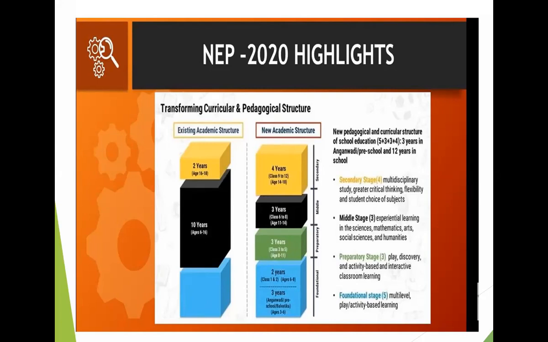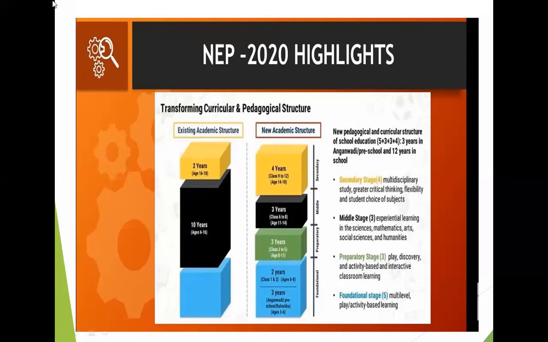And the second 3 years, classes 3 to 5, ages 8 to 11, are called the preparatory stage. It has play, discovery, activity based and interactive classroom learning. And the third stage, 3 years, classes 6 to 8, ages 11 to 14, has experiential learning in science, mathematics, arts, social science, and humanities. That is called the middle stage.